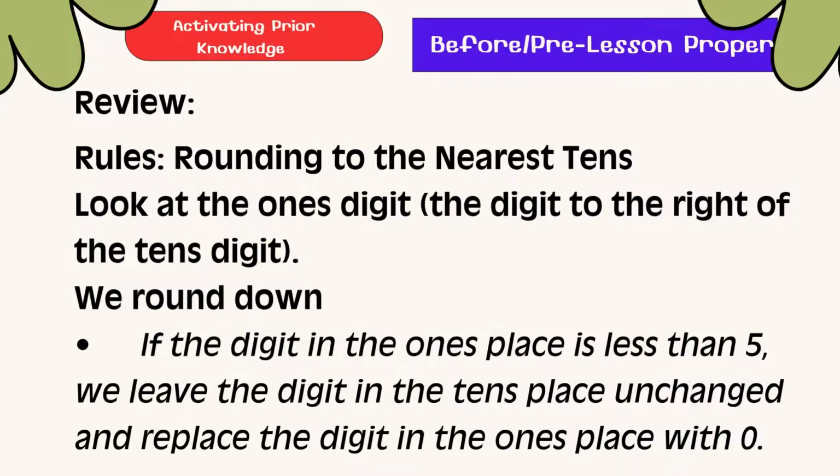Let's review the rules for rounding to the nearest tens. Look at the ones digit, the digit to the right of the tens digit. We round down if the digit in the ones place is less than 5. We leave the digit in the tens place unchanged and replace the digit in the ones place with 0.